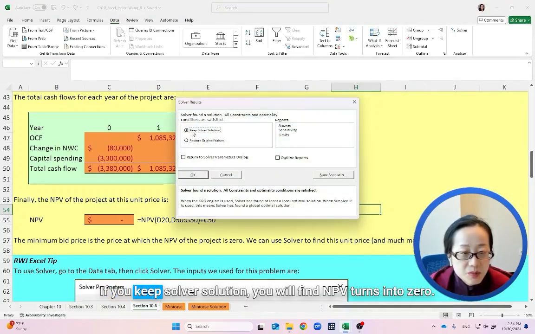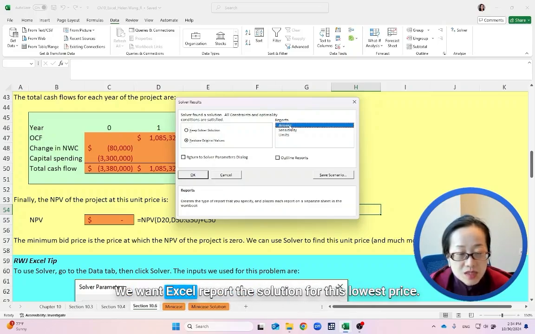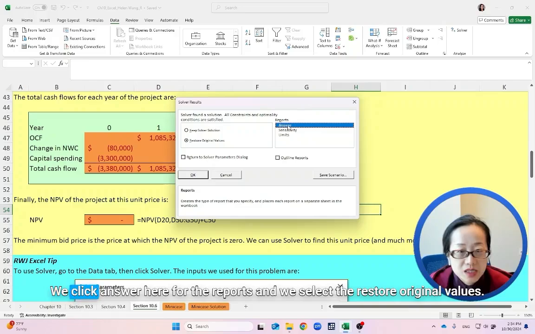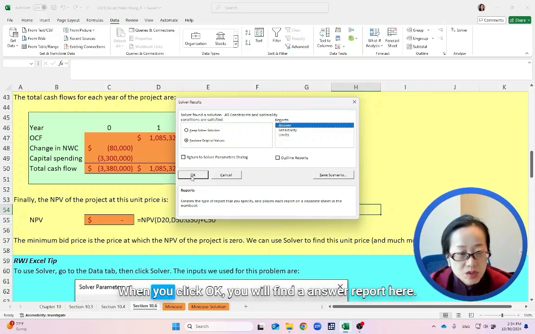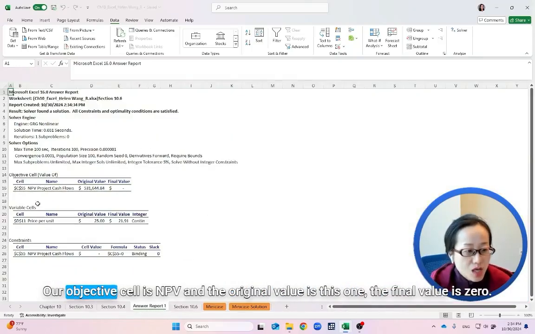If you keep the Solver solution, you will find NPV turns into 0. But we want to keep our original values. We want Excel to report the solution for the lowest price. We click Answer under Reports and we select Restore Original Values. When you click OK, you will find an answer report here. Our objective cell is NPV and the original value is this one. The final value is 0.